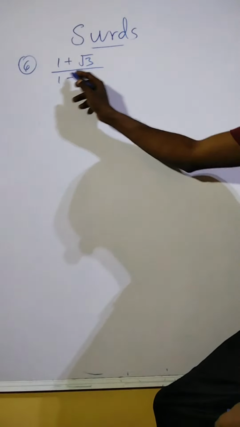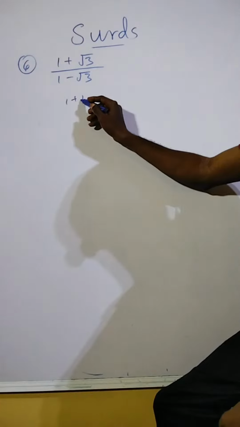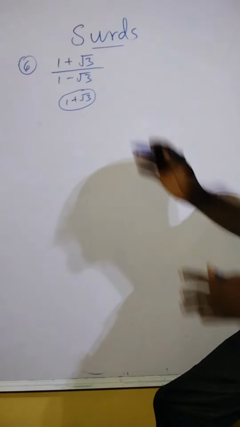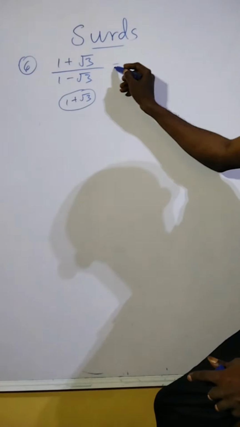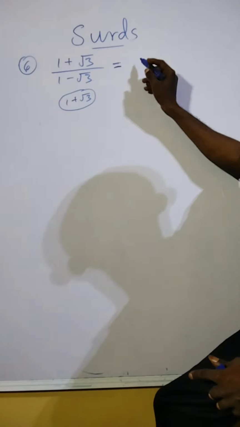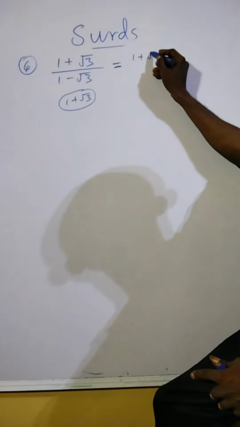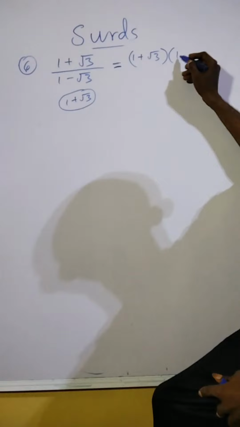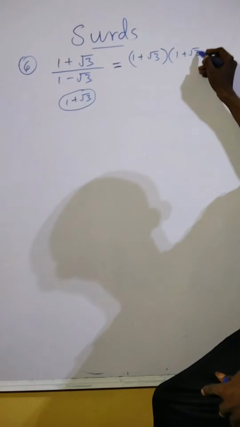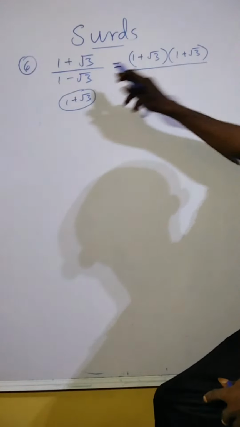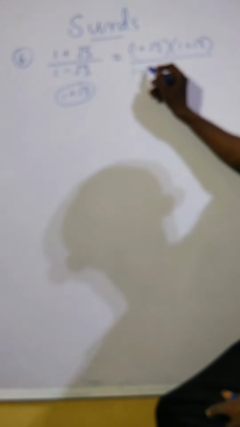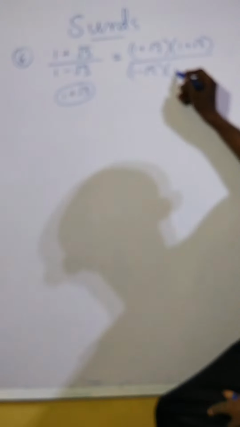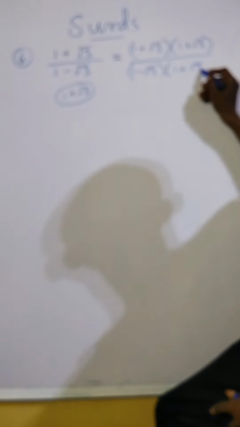Okay, so the conjugate of the denominator here is 1 plus root 3. Use this conjugate now to multiply both the numerator and the denominator. That is, here this will now become 1 plus root 3 multiplied by 1 plus root 3. Then divide by, also use this to multiply the conjugate. We have 1 minus root 3 multiplied by 1 plus root 3.